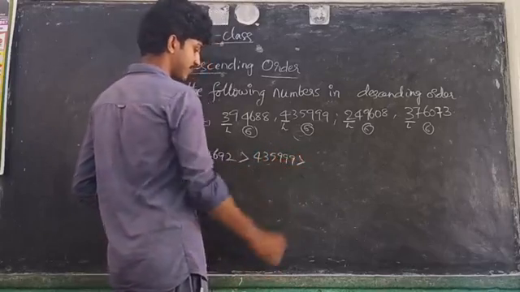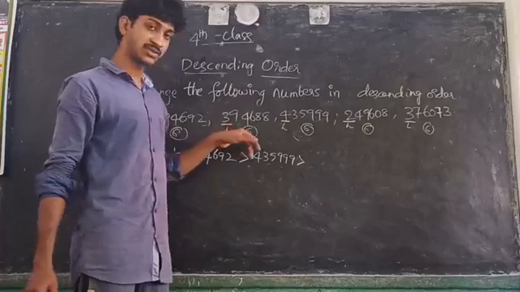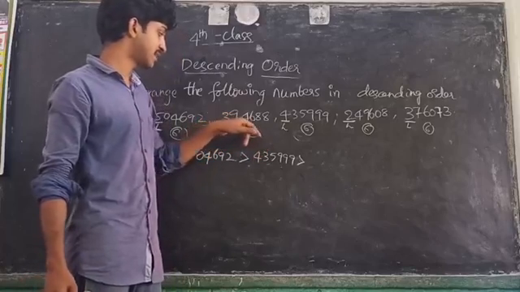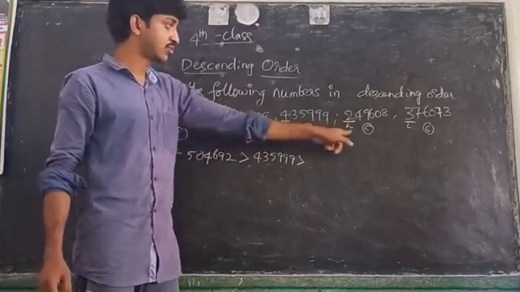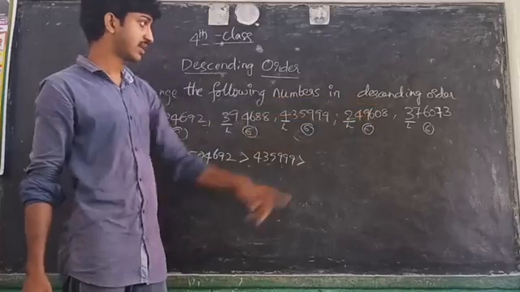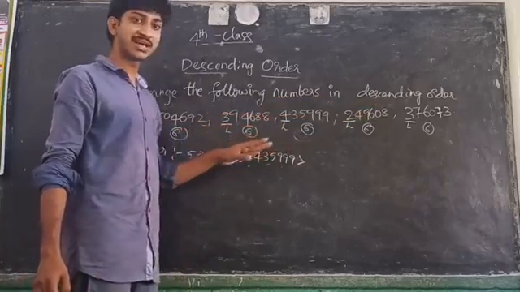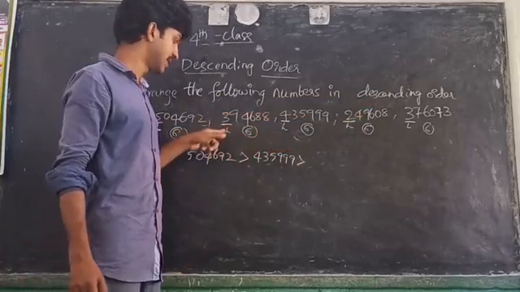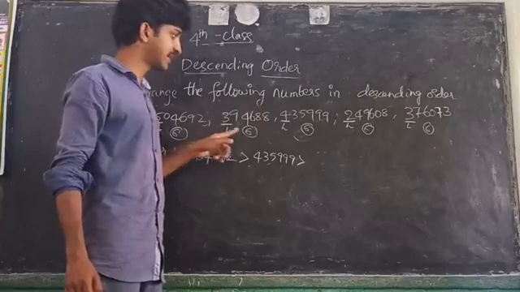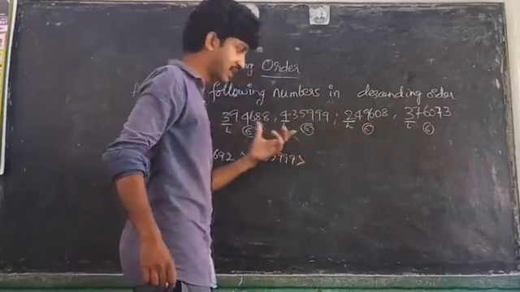And for the next greatest number, these three numbers are remaining: 3,94,688, 2,49,608, and 3,76,073. Among these three numbers, which number is the greatest? In the lakhs place, 3 here, 2 and 3. So 3 and 3, these two numbers are equal in the lakhs place.